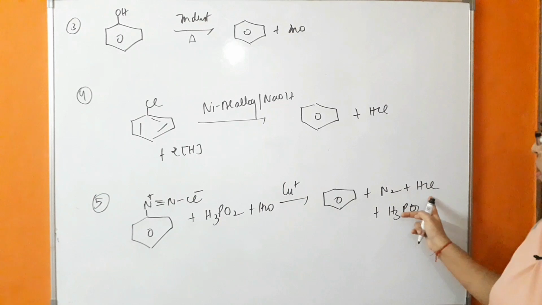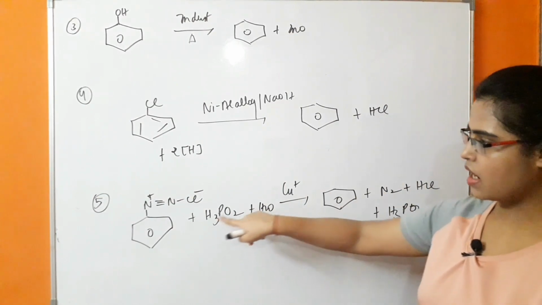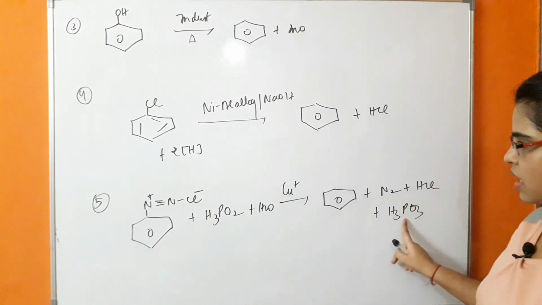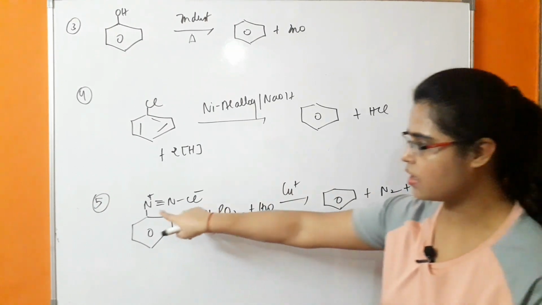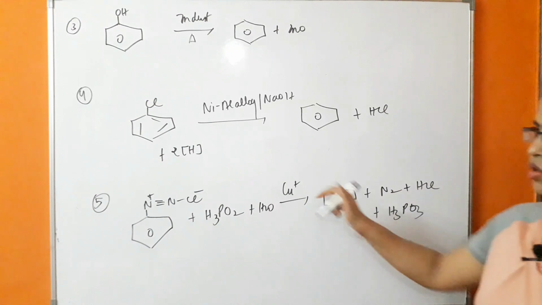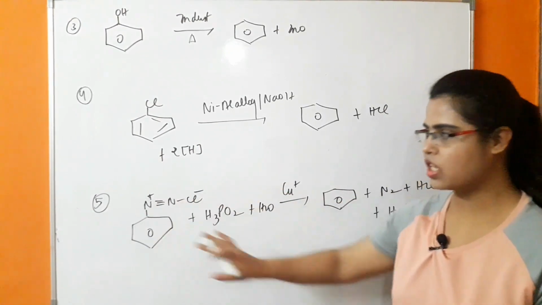So there will be removal of HCl, and oxygen will attach with this part, that is, it will form H3PO3, and this hydrogen, that one hydrogen which is left, will attach in this position of phenyl to form benzene. So this reaction is taking place. This is reduction of diazonium salt.